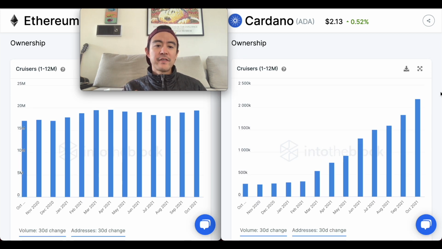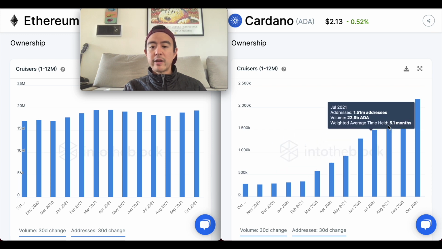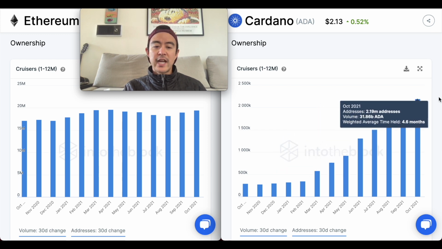Now, this bar graph shows you the addresses that have held on between 1 to 12 months. And we can see here that the addresses are definitely increasing. And this is a good trend for Cardano. And like I mentioned, Cardano is less known compared to Ethereum. But this is a really good trend that more people know about it and are holding on to their ADA.